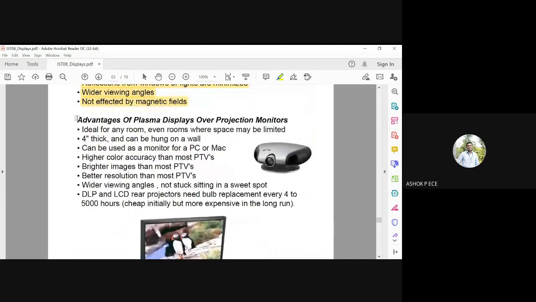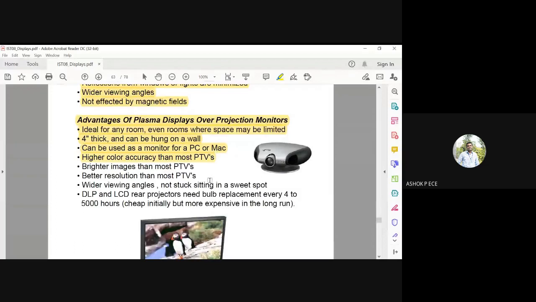Now the application advantages of plasma display over projection monitors, the conventional LCD projectors. So it is ideal for any room, even rooms where space is limited. It is 4 inches thick and can be hung on a wall. It can be used as a monitor for PC or Mac. It has higher color accuracy than most of the conventional projection TV monitors.